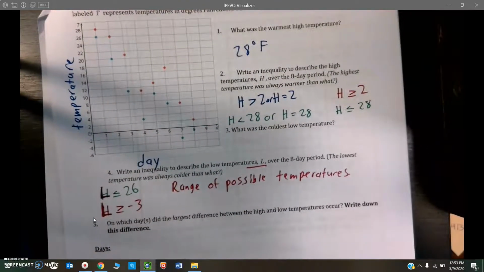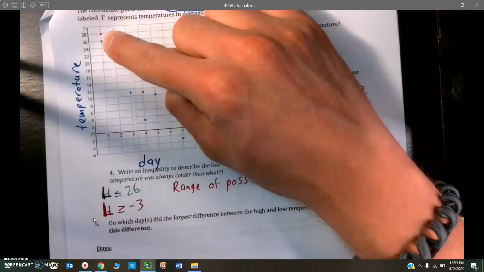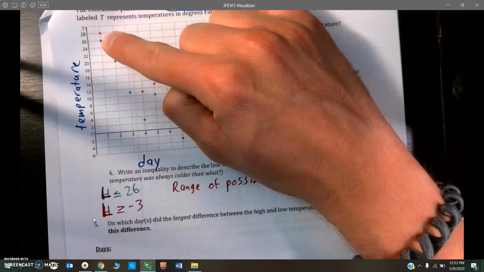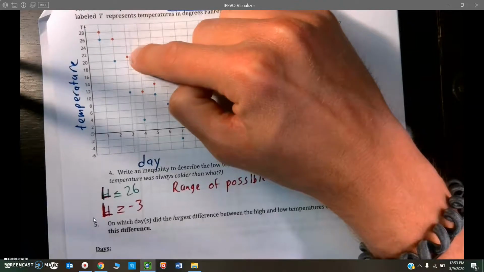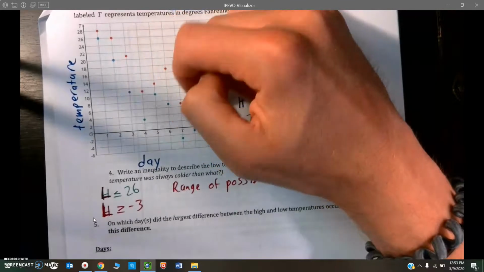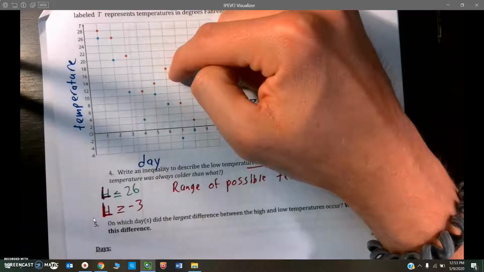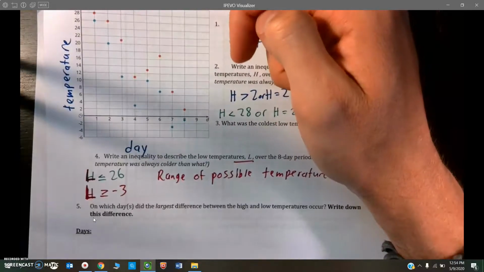Alright, on which days did the largest difference between the high and low temperatures occur? So, on what days is there the largest difference between the highs and lows? So right here, I can see that these were really close together on this day. The high's 28, the low's 26, so there's a 2-degree difference. Here, 26 and 20, so a 6-degree difference. Here, this one looks a little bit bigger. We're at 21 and 11, so this one's got a 10-degree difference. So that one's pretty big. This is 11 and 3, so 8 degrees. This one looks kind of big as well. That's 17 and 7. So that one also looks to be about 10 degrees.